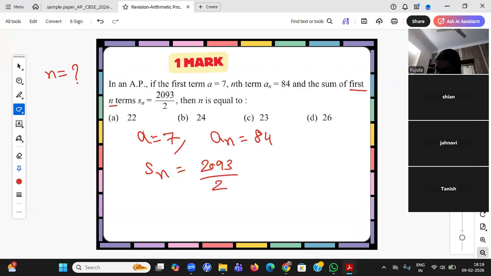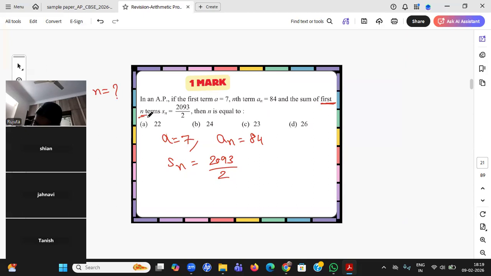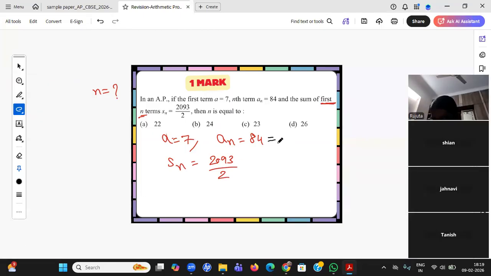Try to use the formula whatever you know on S of n. He said clearly sum of first n terms, so you can very well use that formula. If you mentioned sum of last n terms, you can't use that formula. It's sum of first n terms. See what all data is given and try to use the best formula. A n equal to 84 is also known as last term. So I think the best formula goes with n by 2 into a plus l.